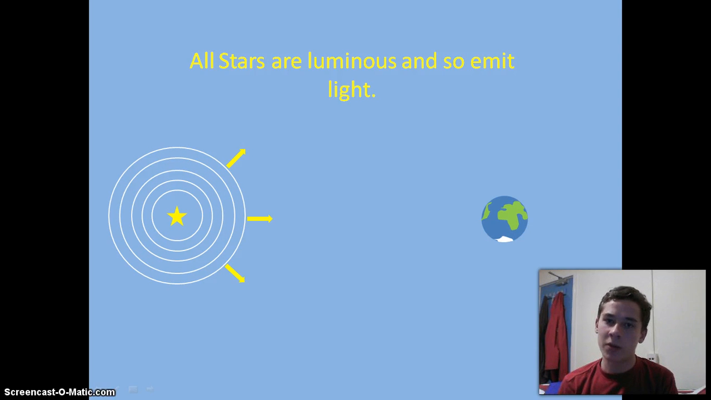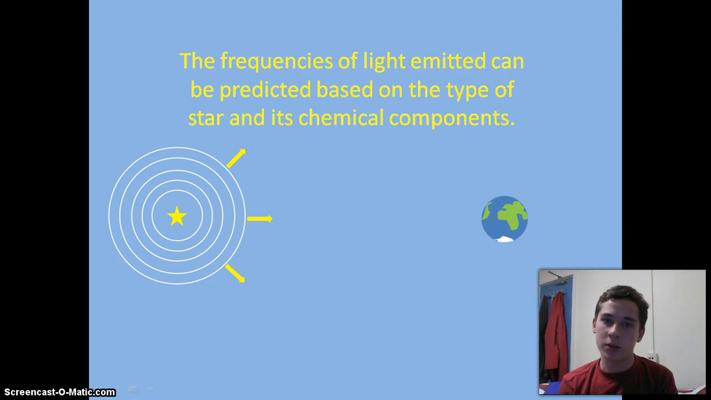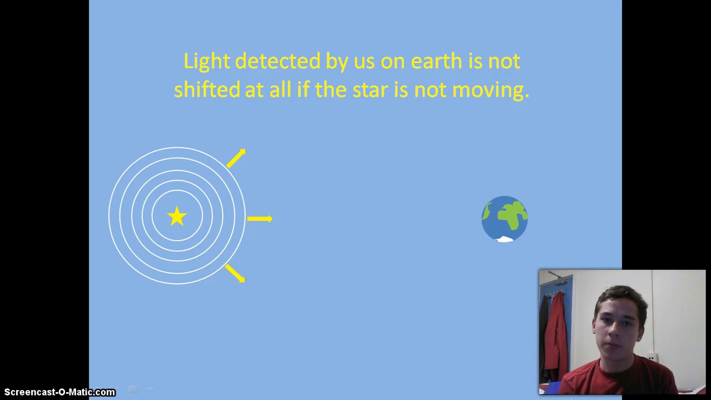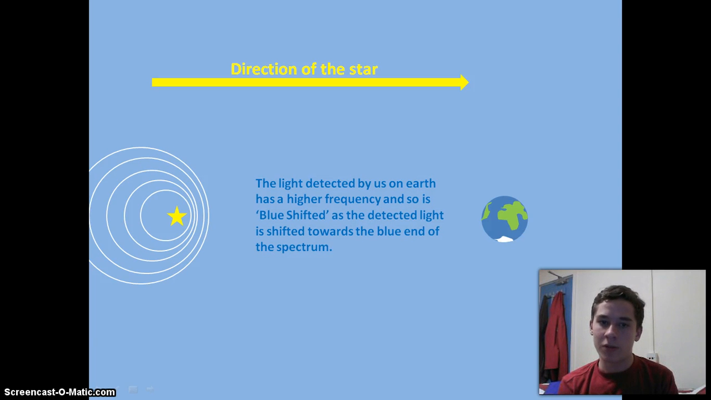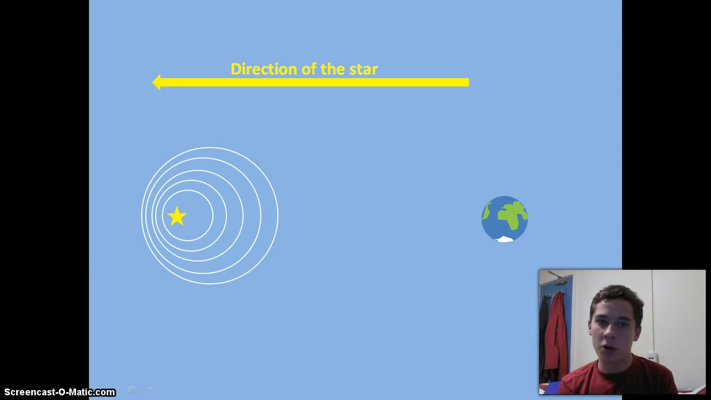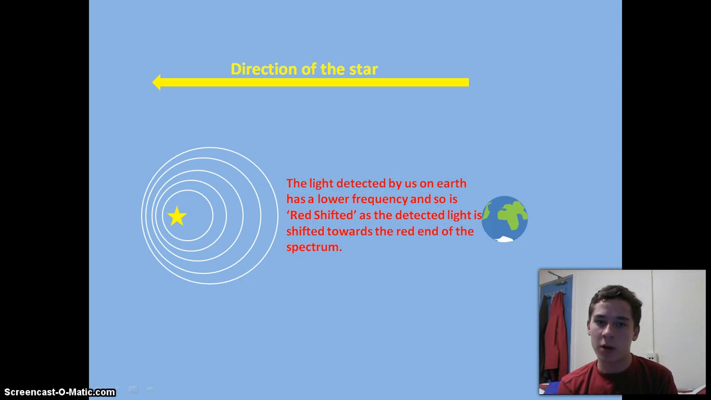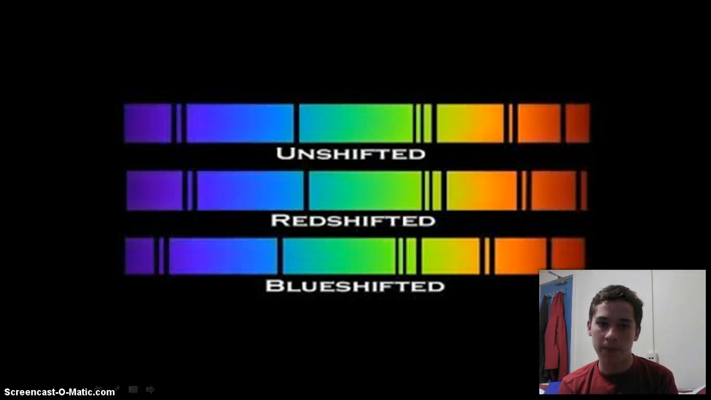All stars are luminous and so emit their own light. If you know what type of light they emit, you know what colours of the spectrum should be observed on Earth. But if the star begins to move, these colours get slightly distorted. For instance, if the star is moving towards us, the light detected on Earth has a higher frequency and so is blue shifted, shifted towards the blue end of the spectrum. Whereas if it's moving away from us, it's red shifted. The opposite happens, and the light detected on Earth has a lower frequency and is therefore shifted towards the red end of the spectrum.